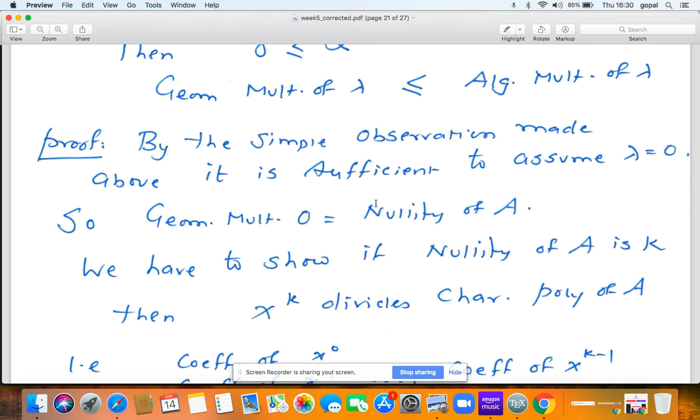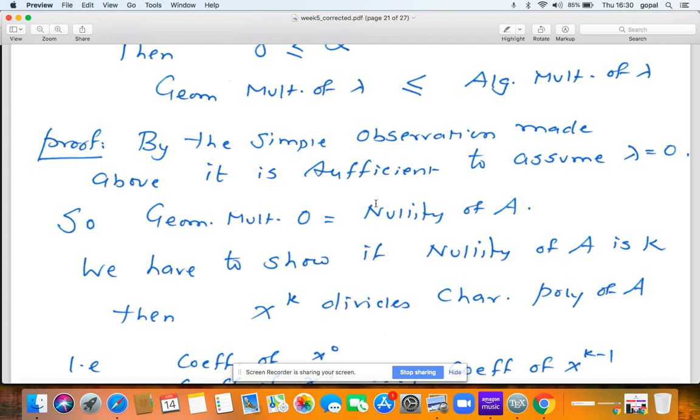Now, by the simple observation made above, there is no harm in assuming that lambda is 0. So without loss of generality, we are going to assume that lambda is 0. So the geometric multiplicity of 0 is by definition the nullity of A minus lambda I, but lambda is assumed to be 0. So the geometric multiplicity of 0 is the nullity of A.